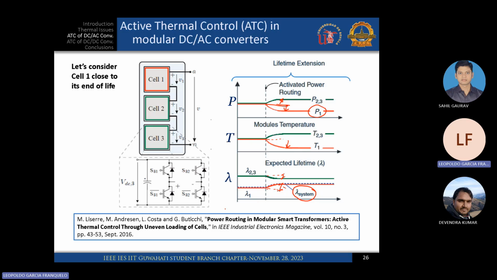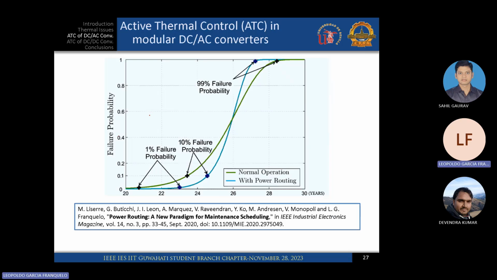The explanation is in this paper, and in the same paper you can see a Monte Carlo simulation, depending on what is acceptable in the industry. For instance, if the industry is like aeronautics, accepting only 1% failure probability, then we can see that using the thermal routing, we get 2 years of increase. So the maintenance should be done two years later.